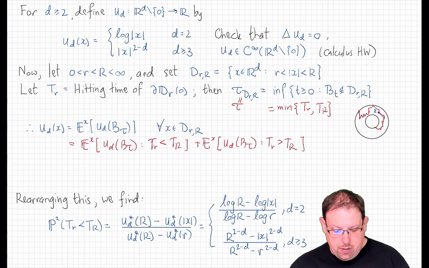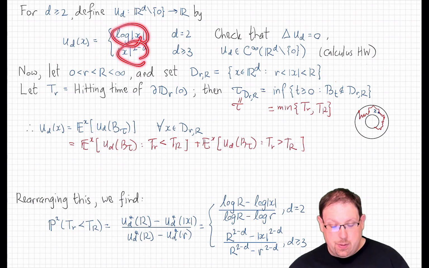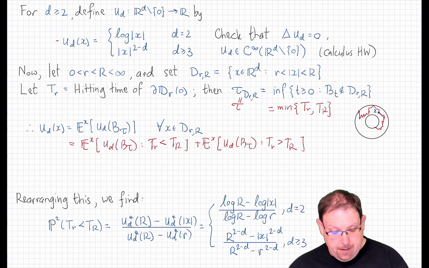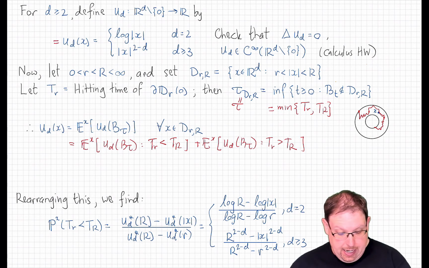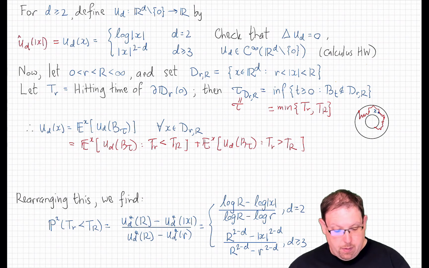Now, we know that the point where this hits the sphere is uniformly distributed, but actually with these functions, how it's distributed doesn't matter at all, because this function u_d is actually another function, which I'll call u_d hat, of just the modulus of x. u_2 hat is the log function, and u_d hat for d bigger than or equal to 3 is the function r goes to r to the 2 minus d.